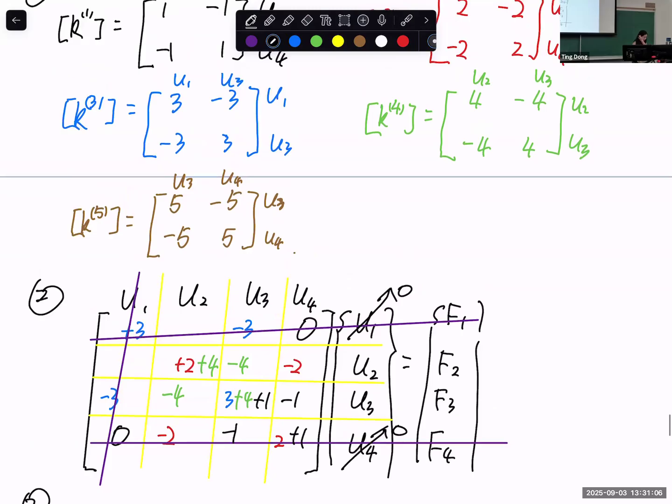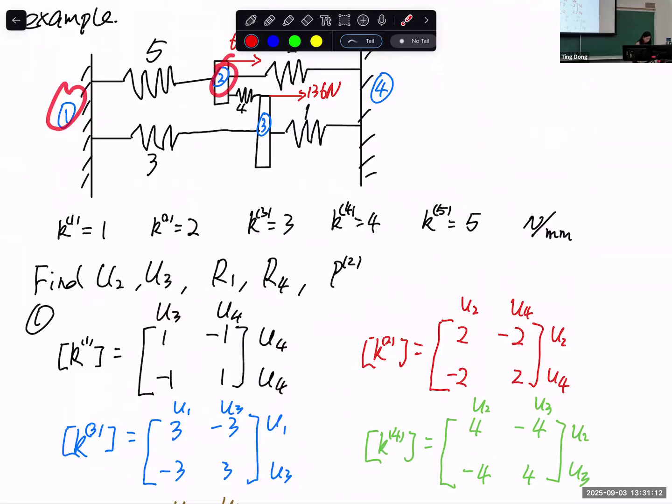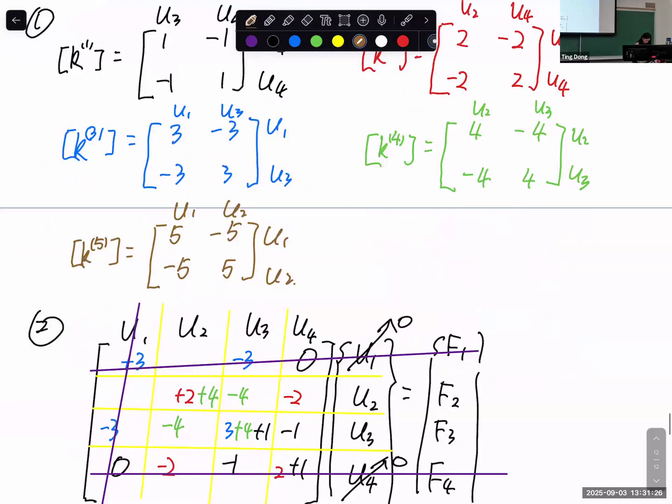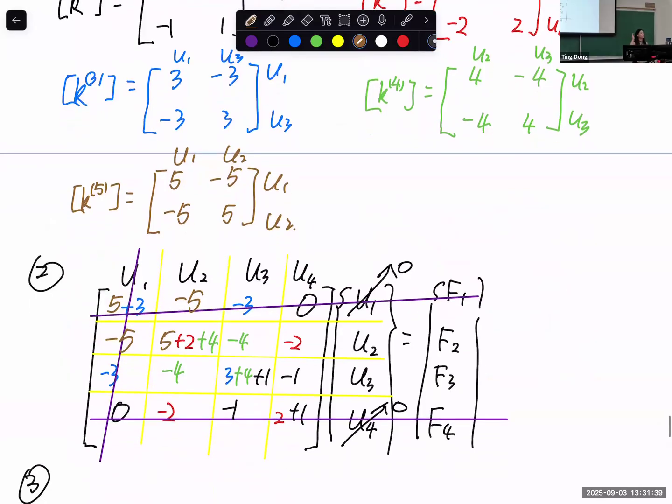Make sense? Now our element 5 becomes connected to node 1 and node 2. So let's change this one and add. Now this becomes 5, -5, -5, +5. And everything else is the same. You still delete boundary conditions and everything, right? Does this make sense? Yeah, okay, great.